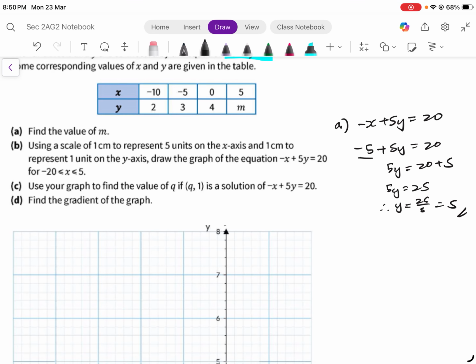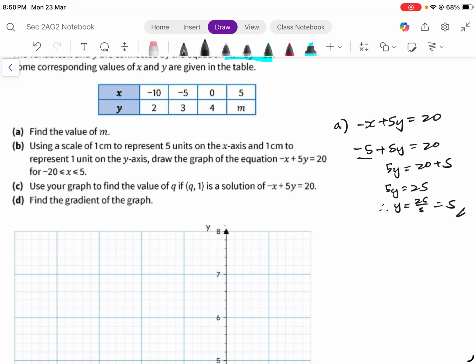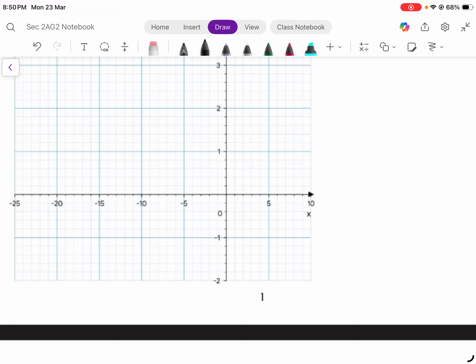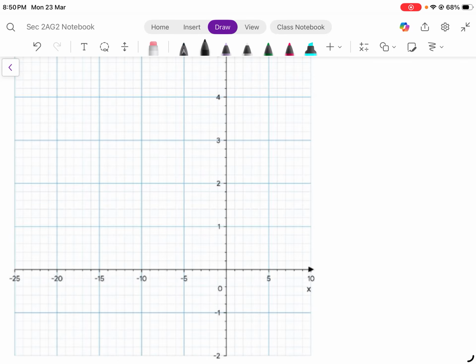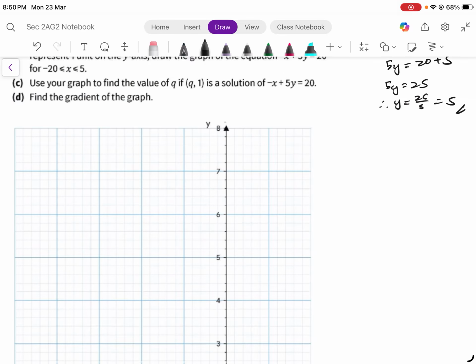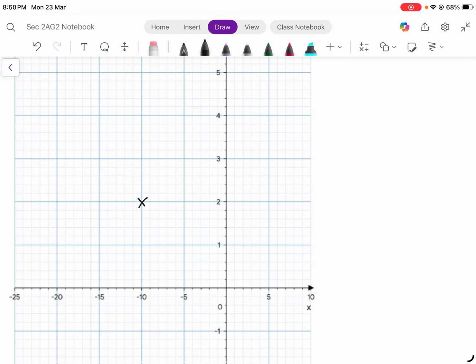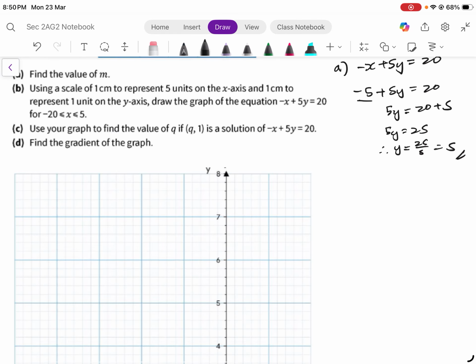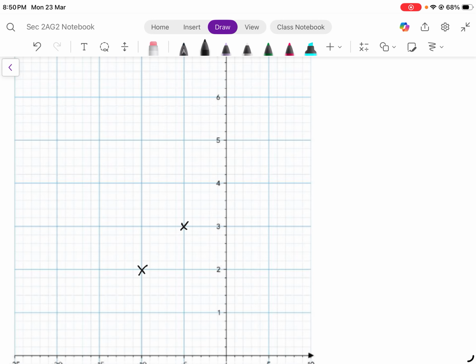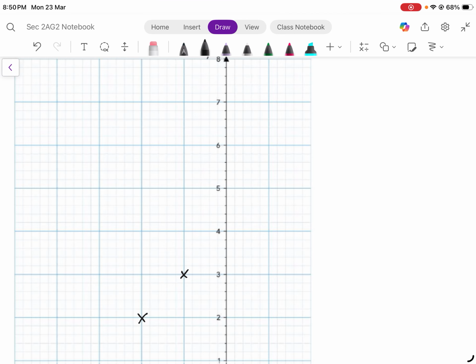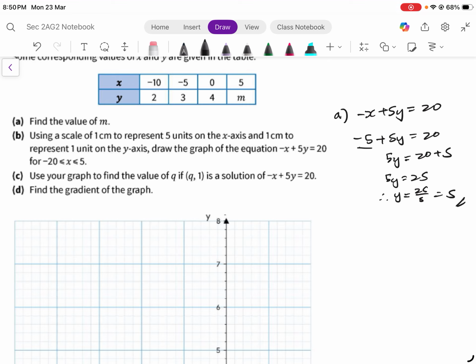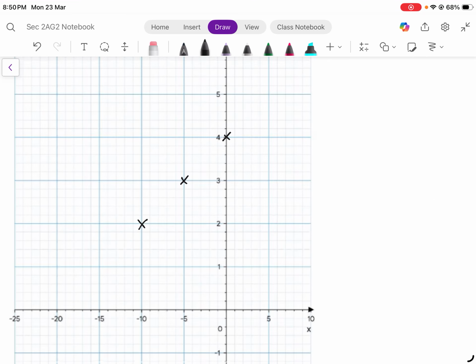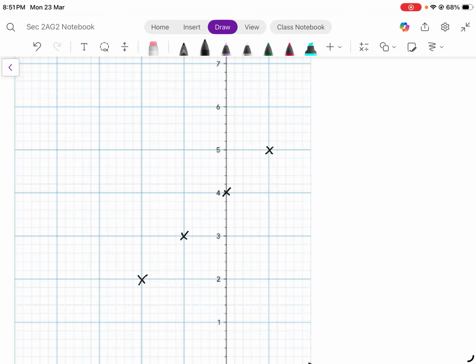Okay, then we say represent and draw the graph. Okay, so when you draw the graph, x equals to minus 10, then we will get 2. So x equals to minus 10 is 2, so mark it out on the graph. Then they say 3. Sorry, minus 5 is 3. Minus 5 is 3 is here. Then 0 is 4. Then x is 5, y is 5. Okay, so here, so you have your line here.